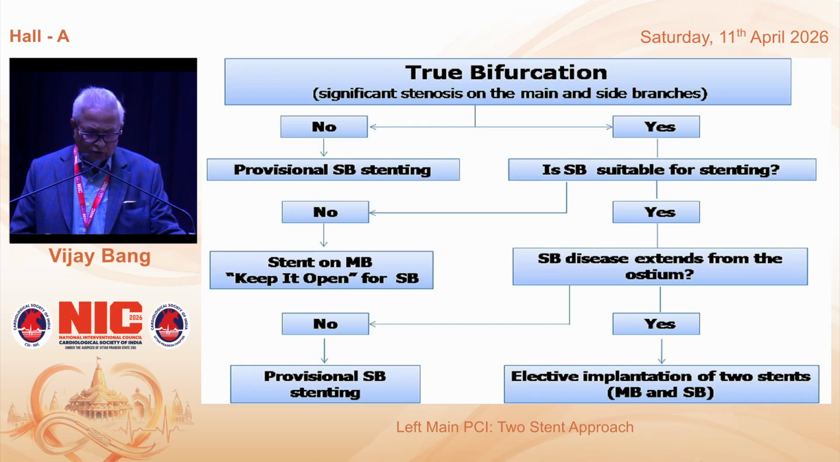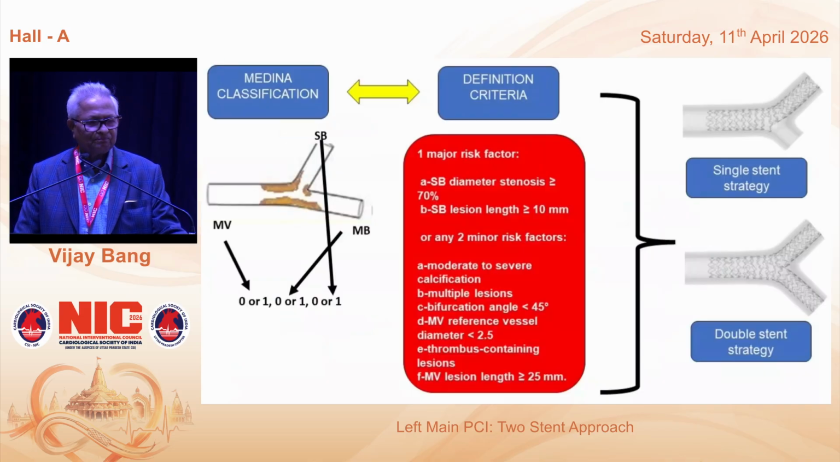But if it is not suitable also, then still provisional, but keeping the side branch open should be an approach that the operator keeps in mind. And if the side branch disease extends to the ostium, then clearly an elective two-stent strategy is a very good approach. And in that, DK crush today works out to be the best in terms of long-term results. I will show the results of the various trials that we have. And then provisional stenting if the length of the lesion is not much.